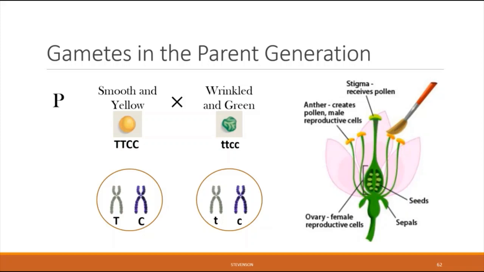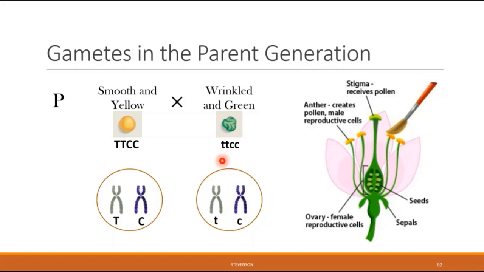Now, let's take a look at what happened when this parent generation pollinated and reproduced with each other. We know that the smooth and yellow parent was true breeding for both traits and was dominant for both traits. Therefore, the male gametes, the pollen, would have had a chromosome carrying the capital T and a chromosome carrying the capital C. This makes sense because if we look up here, we see a total of 4 letters in this diploid organism. So we should expect in the haploid gamete, the haploid pollen, which only has a half set of genetic information, it should have only one T and one C, because these chromosomes segregate.